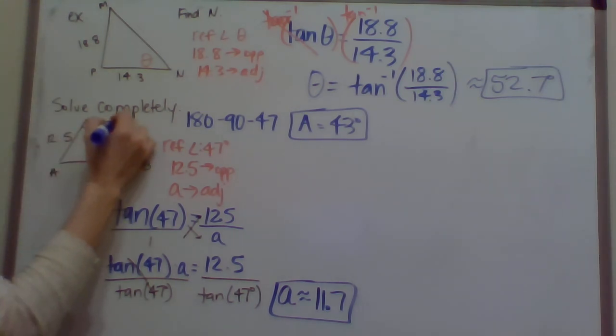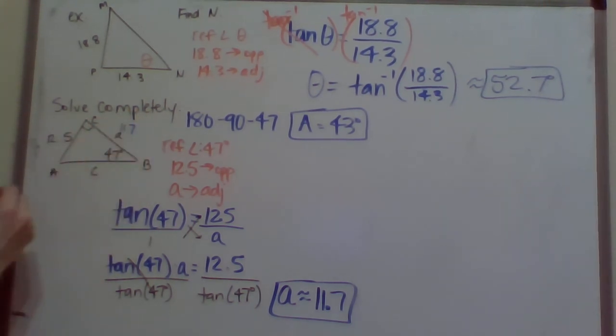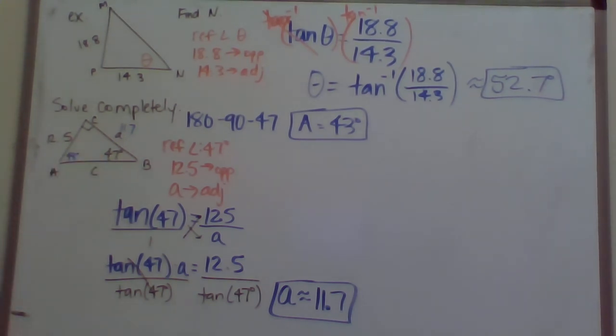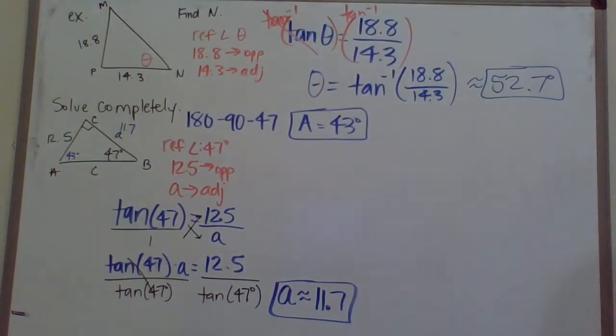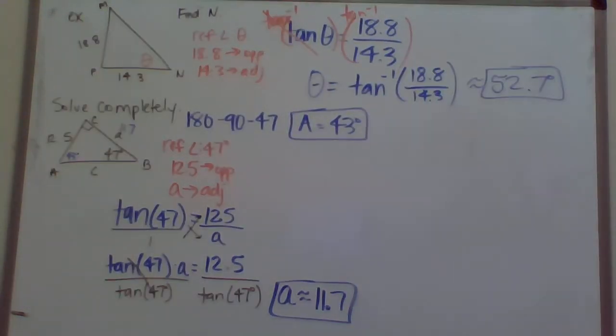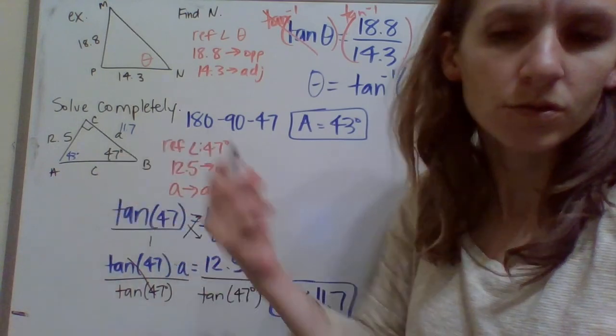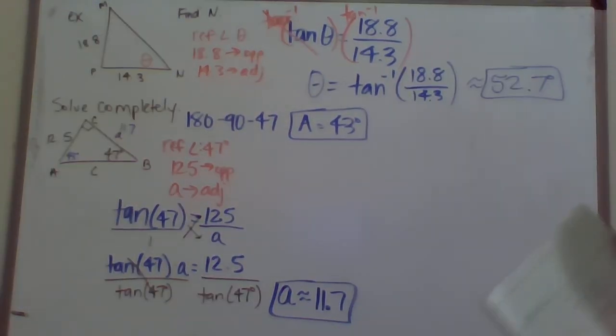So let's write what we know. We know this side's 11.7. We know this angle is 43 degrees. The last thing we need to do is solve for side C. You have multiple options. You can use trig again, but if you're more comfortable with the Pythagorean theorem, then look what you've got. You've got the two leg lengths, and all you need to do is find the hypotenuse. So just use the Pythagorean theorem if you'd like.